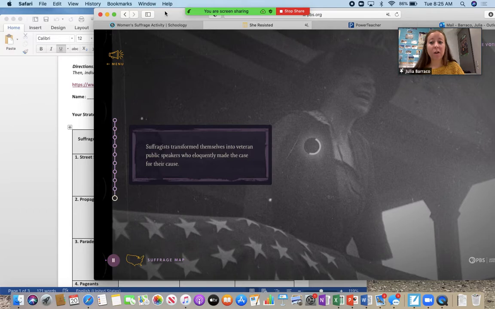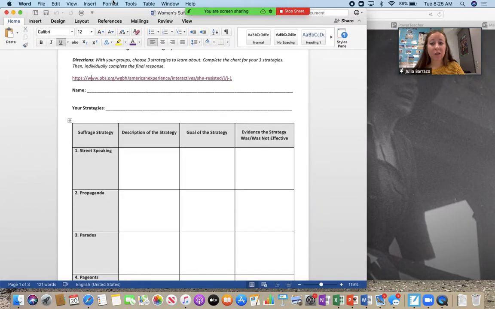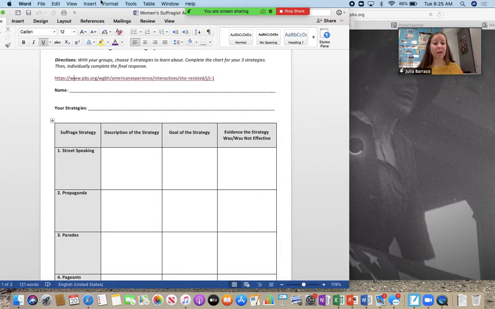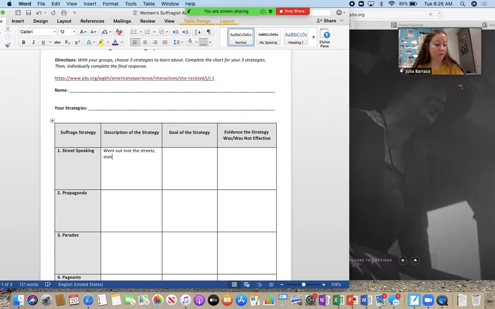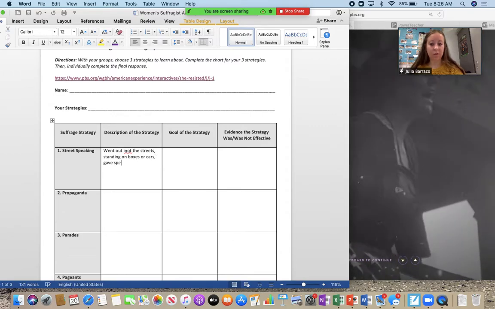So we're going to go back to our worksheet, and it says description of the strategy. So again, I don't want "speaking in the street." What I would write here, and you guys can write this on yours too, so you can have an idea of what to do when you start doing it on your own, I would say: went out into the streets, standing on boxes or cars, gave speeches.